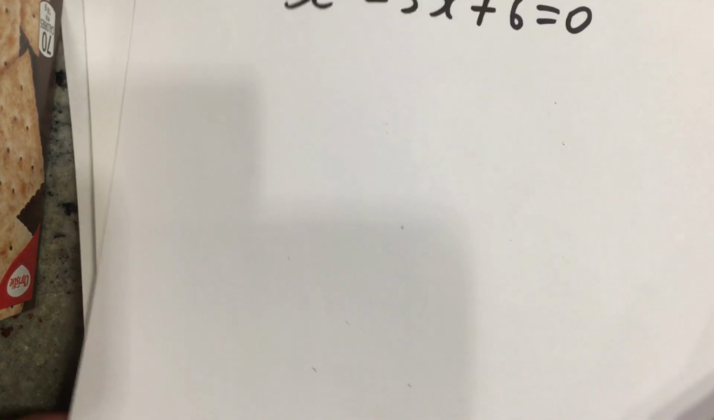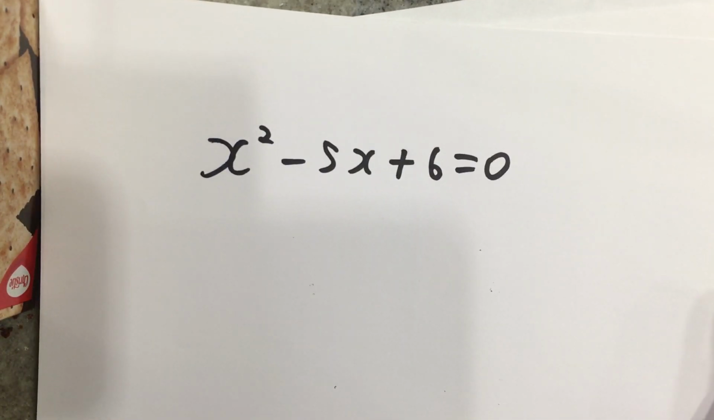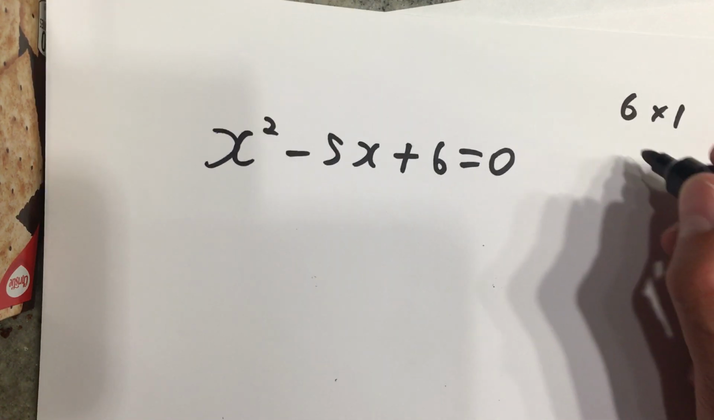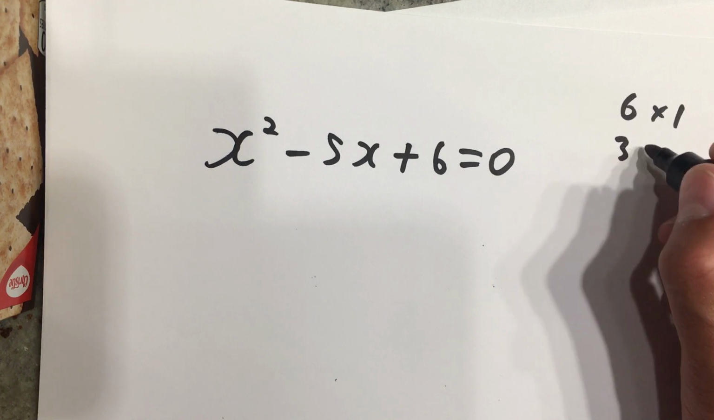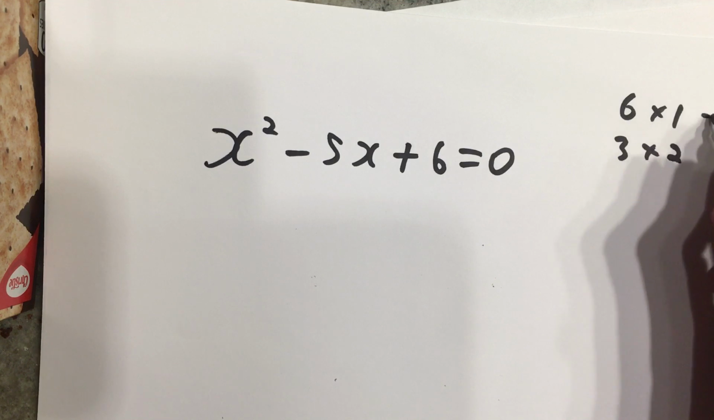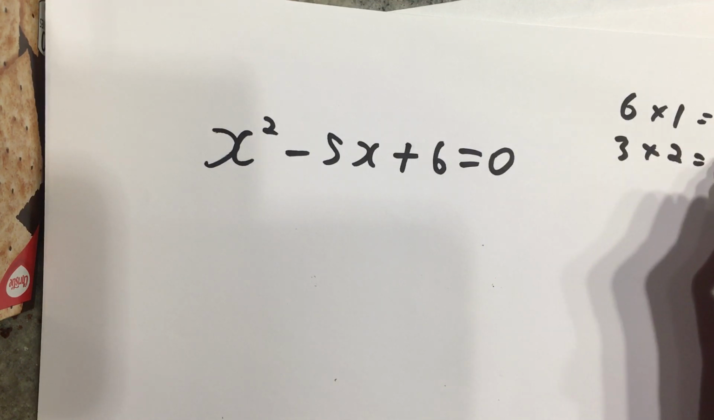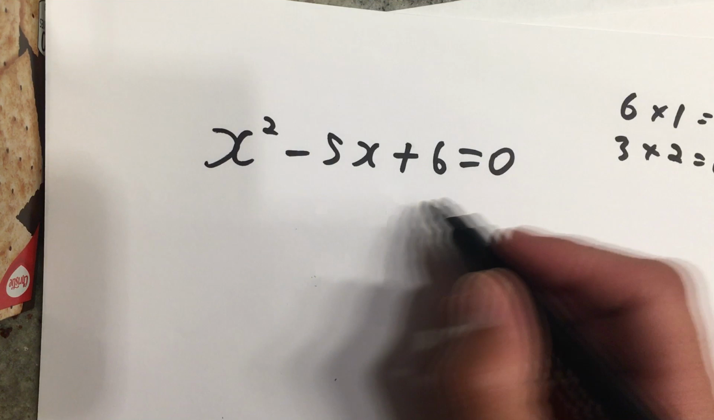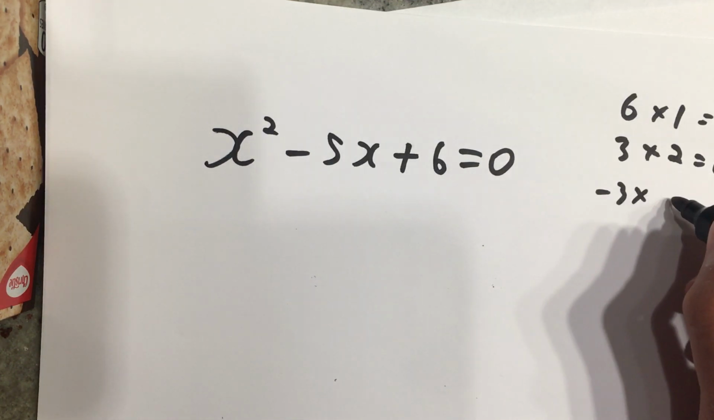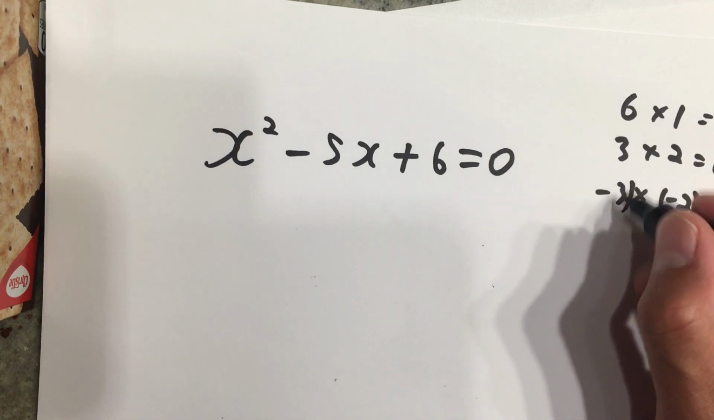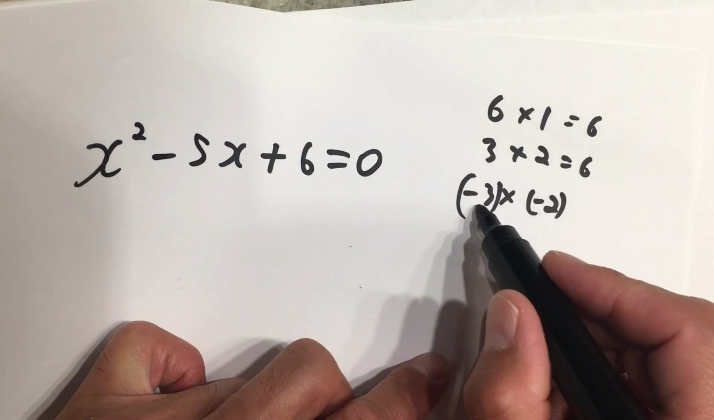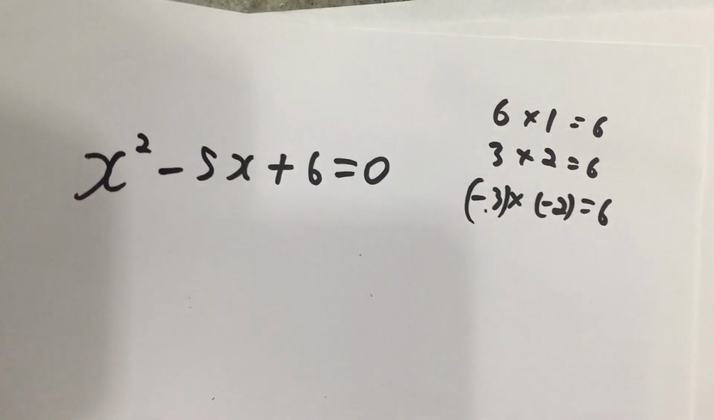I'm now going to look at all my factors of 6. My factors of 6 are 6 and 1, 3 times 2. And notice 6 plus 1 is 7, and 3 plus 2 is 5, and that's a negative 5. So I could use negative 3 times negative 2. And remember, a negative times a negative gives us a positive, so this is going to work. Negative 3 times negative 2 is also positive 6.